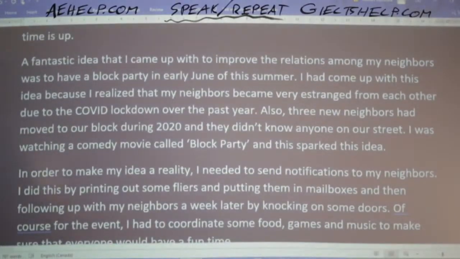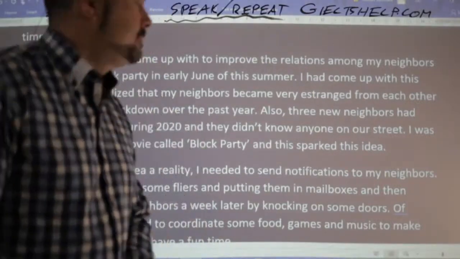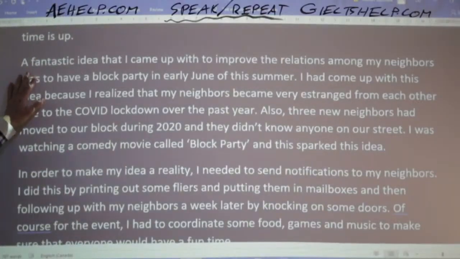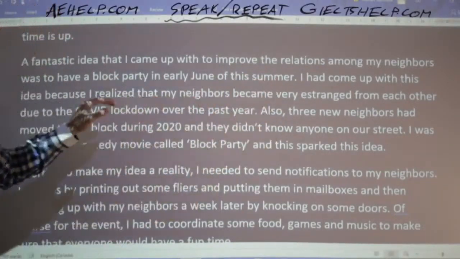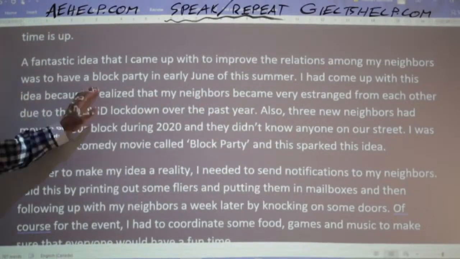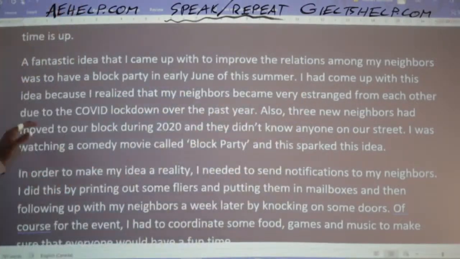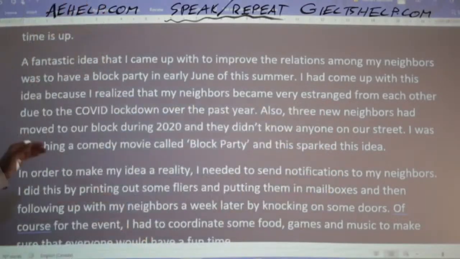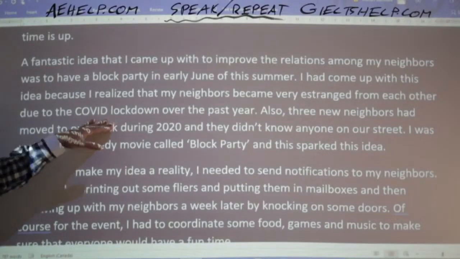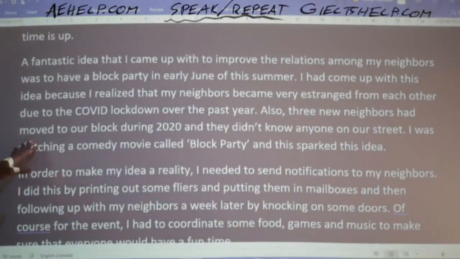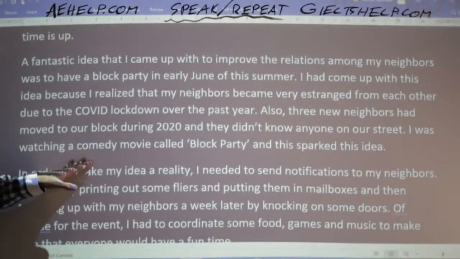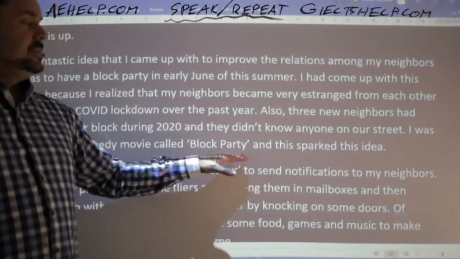Here we go. The examiner says, okay, Adrian, your 1 minute preparation time is up. Please begin speaking right away. A fantastic idea that I came up with to improve the relations among my neighbors was to have a block party in early June of this summer. I had come up with this idea because I realized that my neighbors became very estranged from each other due to the COVID lockdown over the past year. Also, 3 new neighbors had moved to our block during 2020 and they didn't know anyone on our street. I was watching a comedy movie called Block Party, and this sparked the idea.